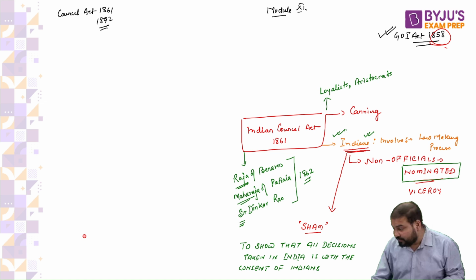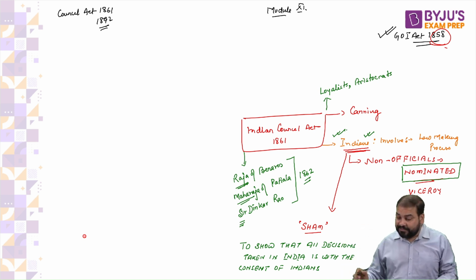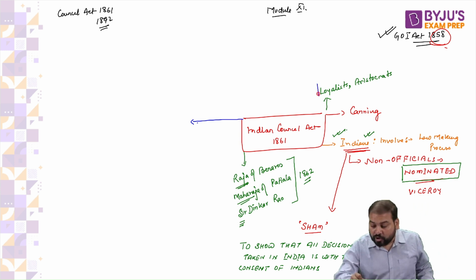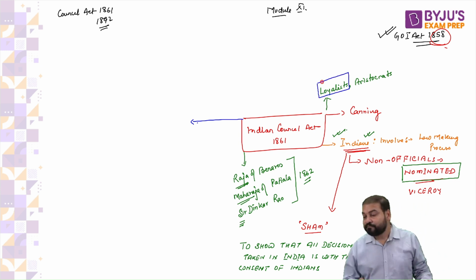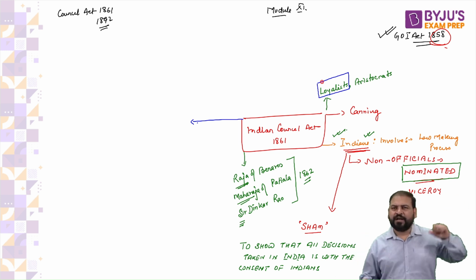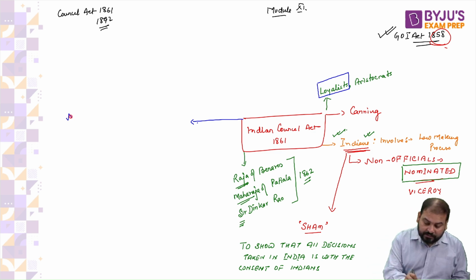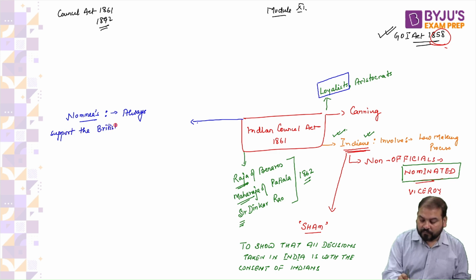Now, just to give you an idea, as I said, these nominees, they are what? Loyalists of the government. You know, in your India struggle for independence, there are many stories written. But these nominees would always support the British and take care of their own interests.